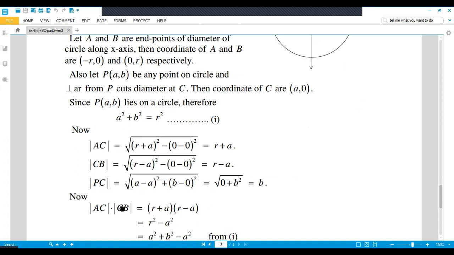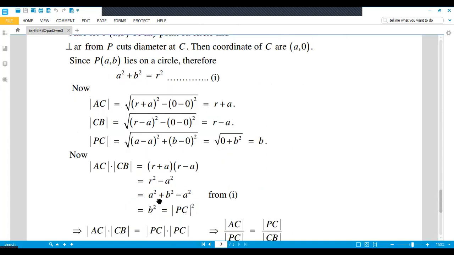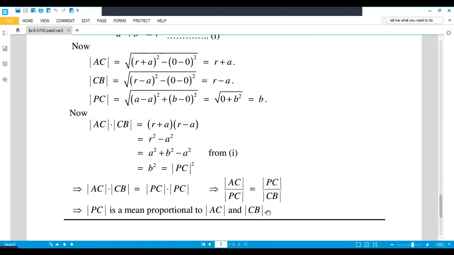So AC × CB is (r + a)(r − a), that is r² − a². Putting the value of r² as a² + b², this gives a² + b² − a². The a² cancel, so b² equals PC². So from this we prove that AC × CB = PC × PC. Shifting PC and CB to the other sides and dividing, PC is a mean proportional to AC and CB. We prove it.